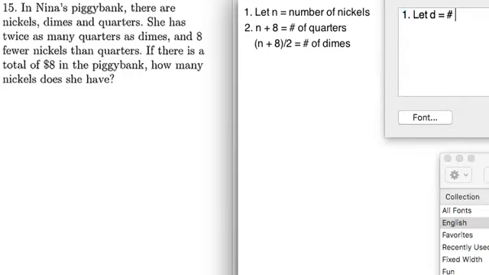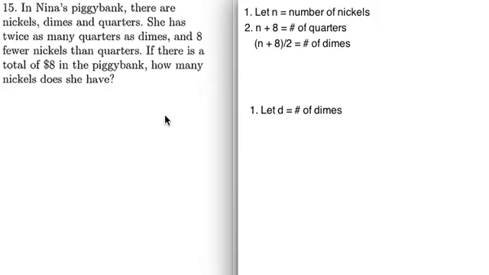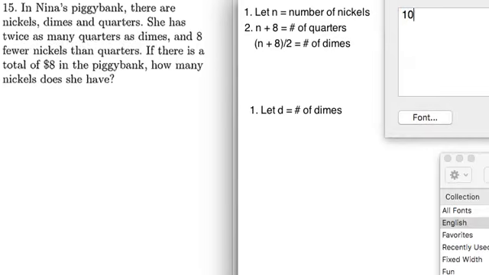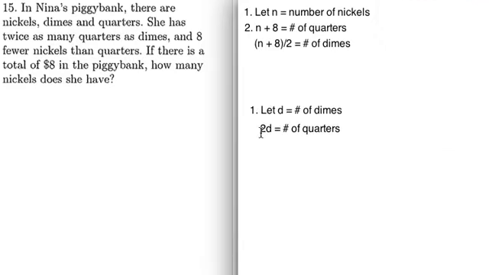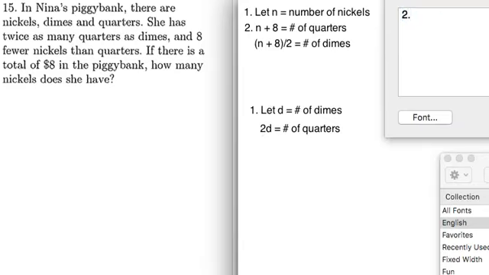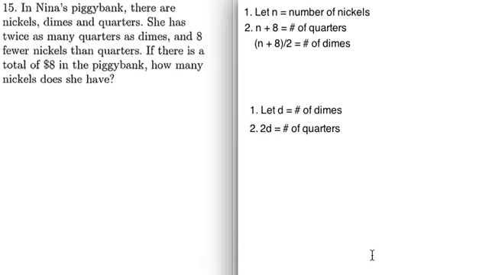Let D equal number of dimes. If D is my number of dimes, then I could go back and say she has twice as many quarters as dimes. If she had 10 dimes, she has twice as many quarters and dimes. That would mean 20 quarters. What did I do to the 10 to get the 20? I just multiplied it by 2. So if D is my number of dimes, 2D would be my number of quarters. Right, this is me doing step 2 over again. You're coming up with the other expressions in the problem.